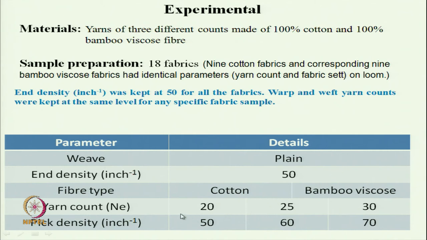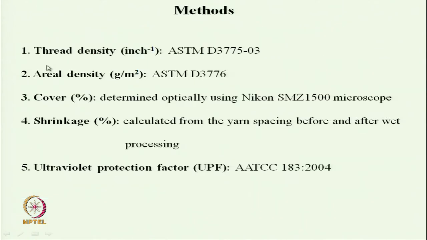So, English count 20, 25, 30, fabrics were produced with ends per inch 50 and picks per inch was varied: 50, 60 and 70. Same parameters were kept for both cotton and bamboo. Thread density, areal density, cover percent, shrinkage percent and UV protection factor were measured.